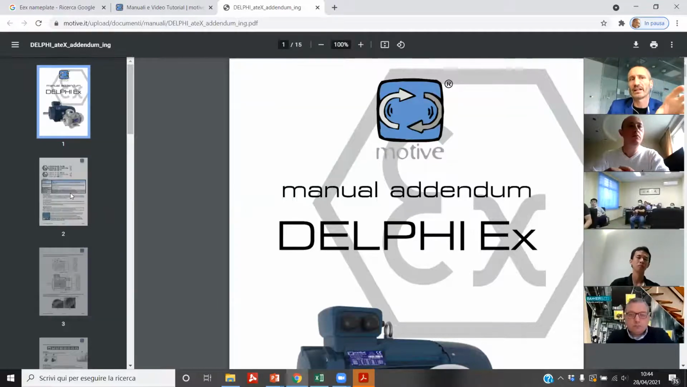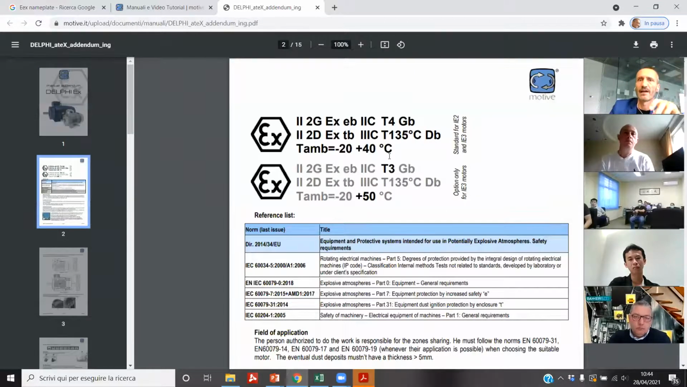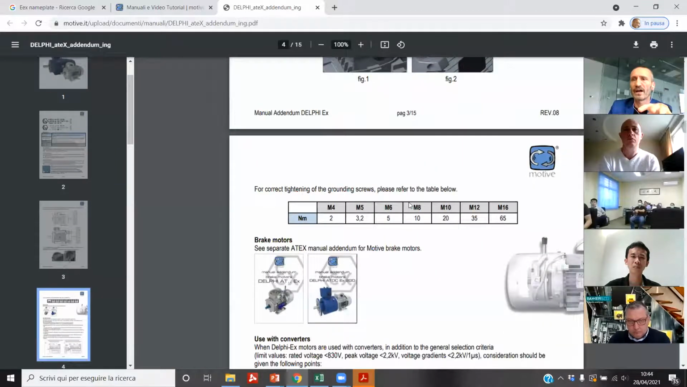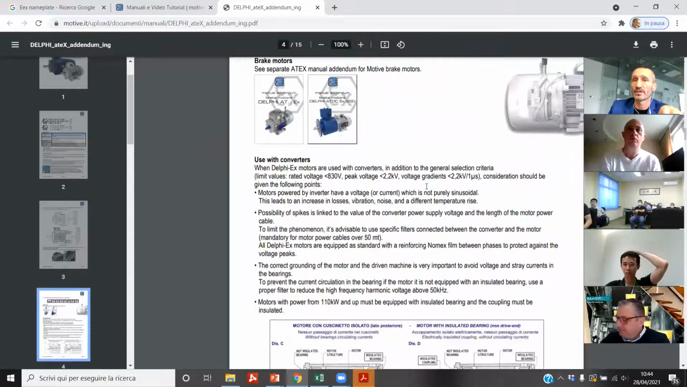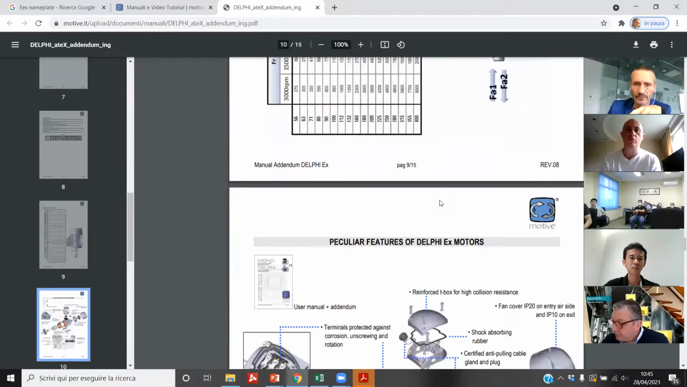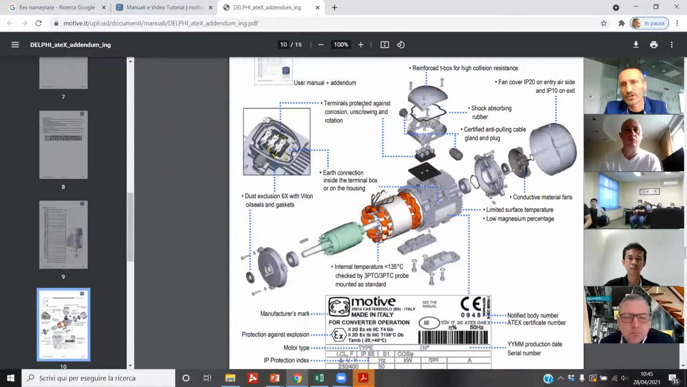This is called addendum because in Latin it means addition, okay? This manual must be read together with the standard motors manual. These are the things to be added onto the normal manual. It is also specifying how an ATEX motor should be connected when you use inverters. And there is a page where the main features distinguishing this motor from the standard one are listed, okay? Here we talk also about something like shock resistance or air flow and things like that.